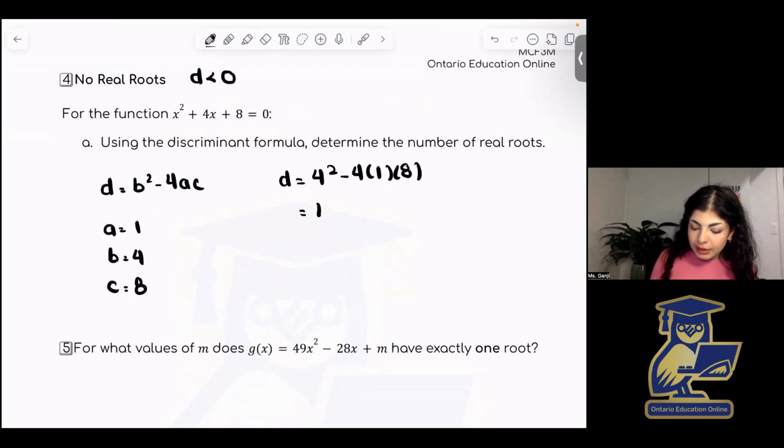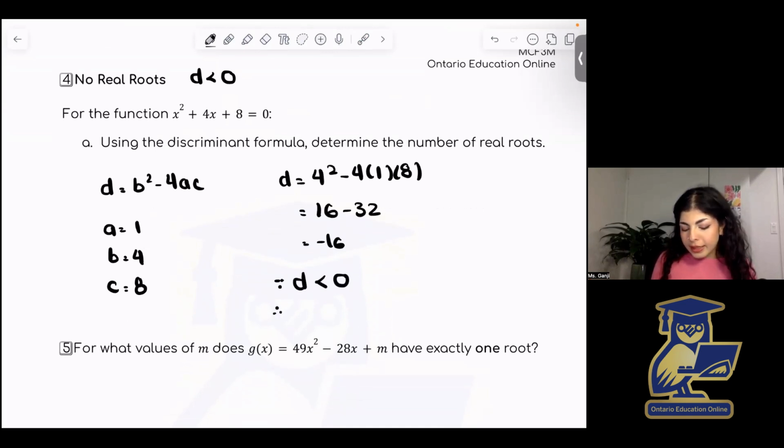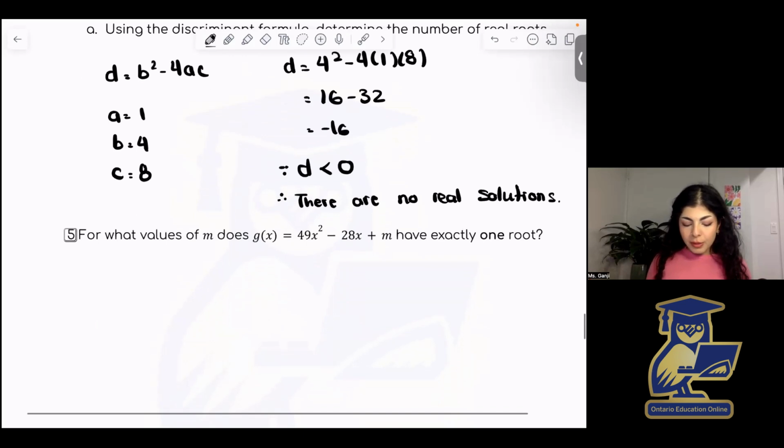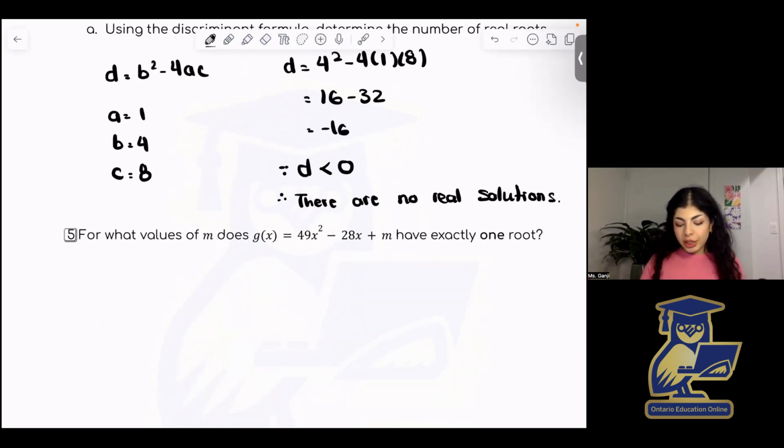So this is 16 minus 32, so negative 16, which is, and here we would write because D is less than 0, therefore, I didn't define the function for you. You would just say there are no real solutions. No real solutions.